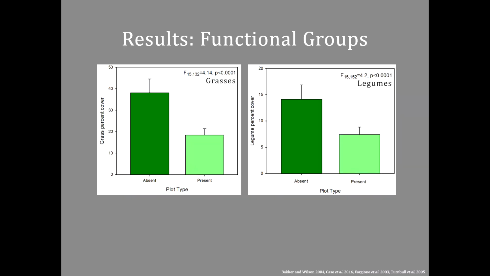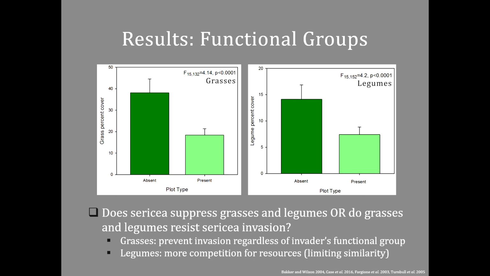But one of the most telling things that I found was that there was a significantly greater amount of grasses and legumes found in plots where Sericea wasn't growing. Okay, you can see here in the absent plots that there was a much greater abundance of grasses and of legumes. Okay, so a much lower abundance in present plots. Now this could be one of 2 things. There's 2 possible explanations for this.